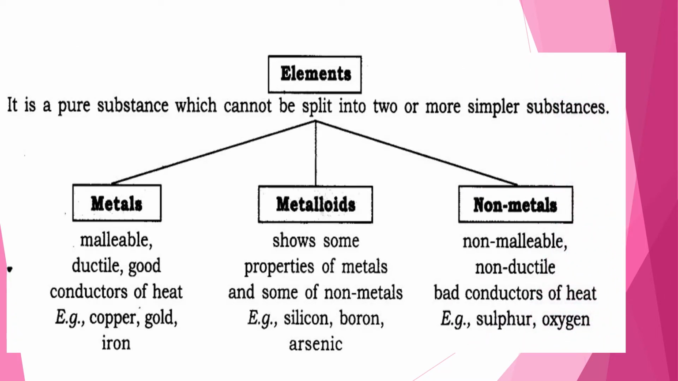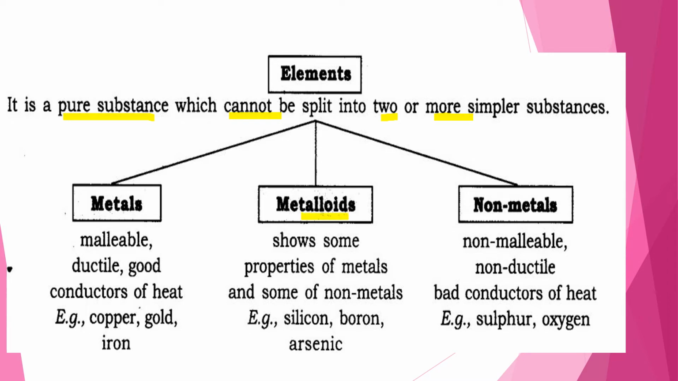Next comes, what is an element? An element is a pure substance which cannot be split into two or more simpler forms. There are hundreds of elements known, about 92 of them are solids, and two elements, bromine and mercury, are liquid. That is very important. And coming to differentiation of elements, there are three categories: metals, metalloids and non-metals.